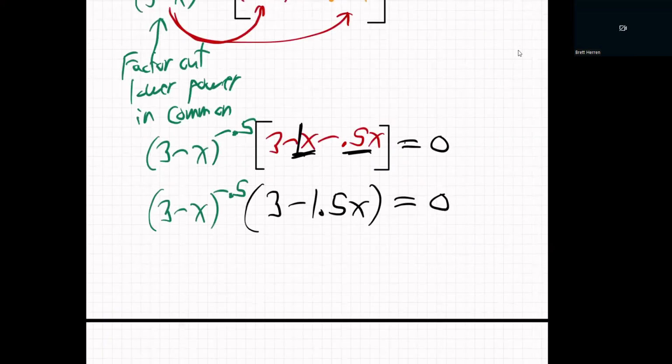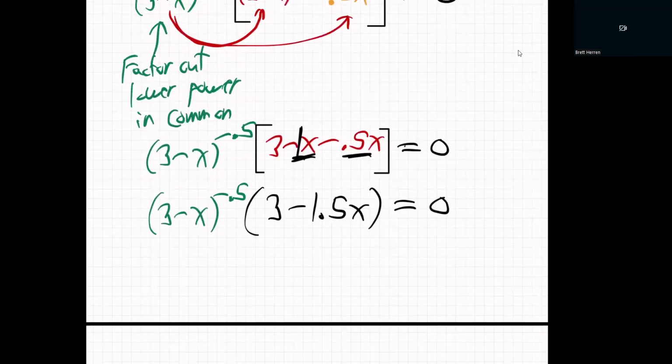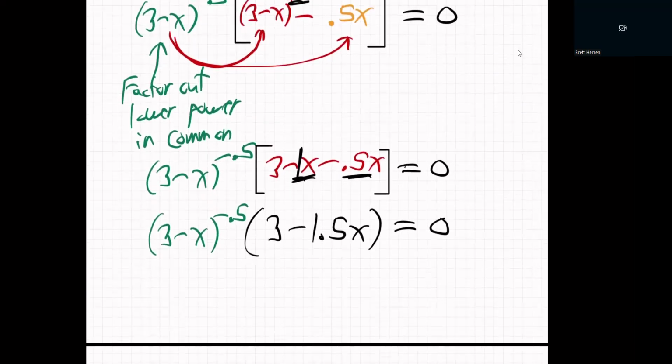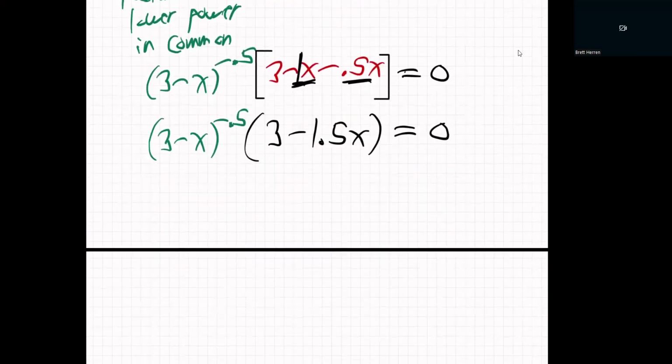So we're trying to solve this equation. How are we going to do it? Well, we want to find anything that'll make this 0. So okay, I want to set each part equal to 0. So yeah, let me show you.